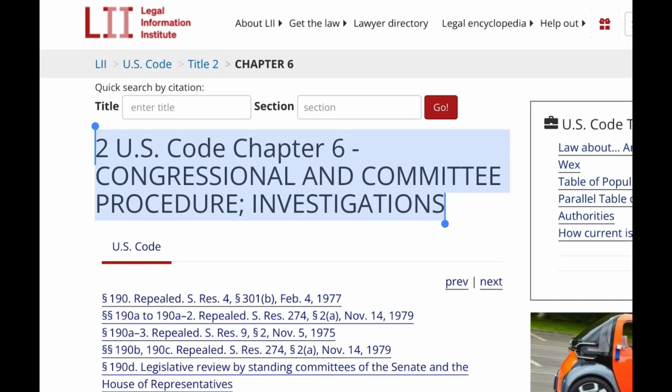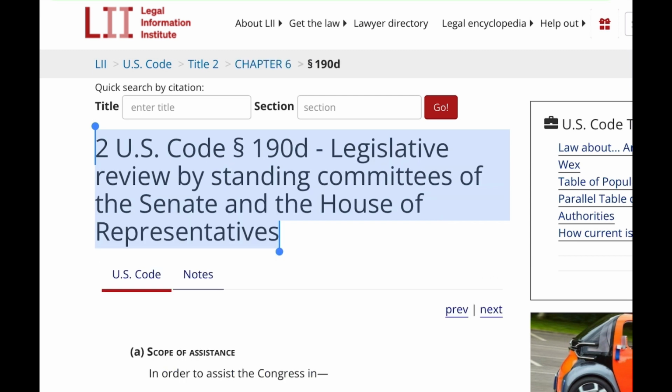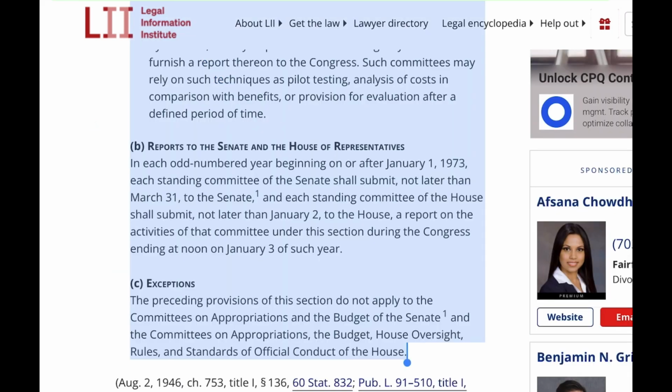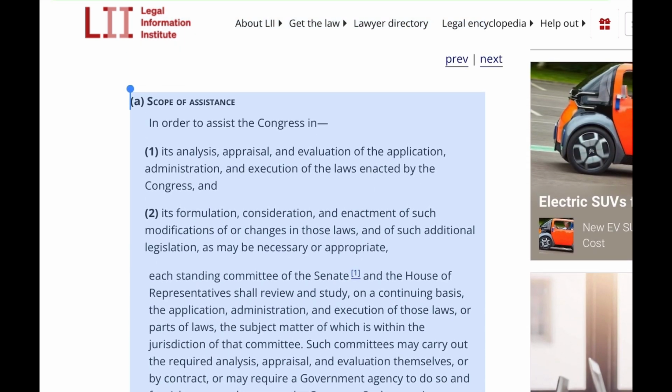2 U.S. Code Chapter 6, Congressional and Committee Procedure, Investigations. 2 U.S. Code Paragraph 190d, Legislative Review by Standing Committees of the Senate and the House of Representatives. A. Scope of assistance. In order to assist the Congress in 1. Its analysis, appraisal, and evaluation of the application, administration, and execution of the laws enacted by the Congress, and 2. Its formulation, consideration, and enactment of such modifications of or changes in those laws, and of such additional legislation, as may be necessary or appropriate.